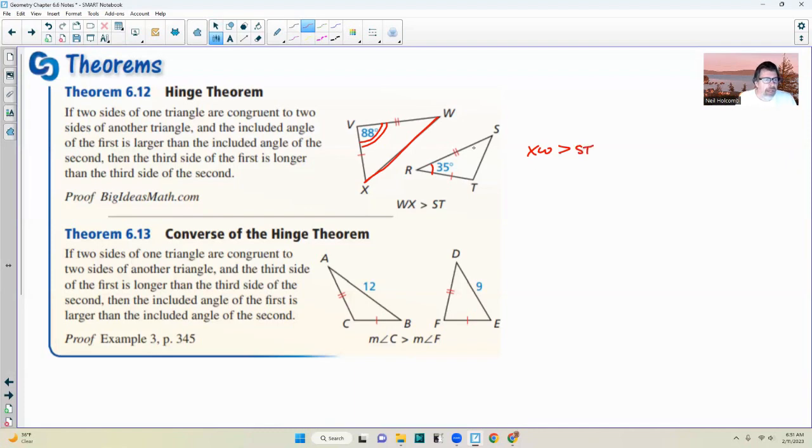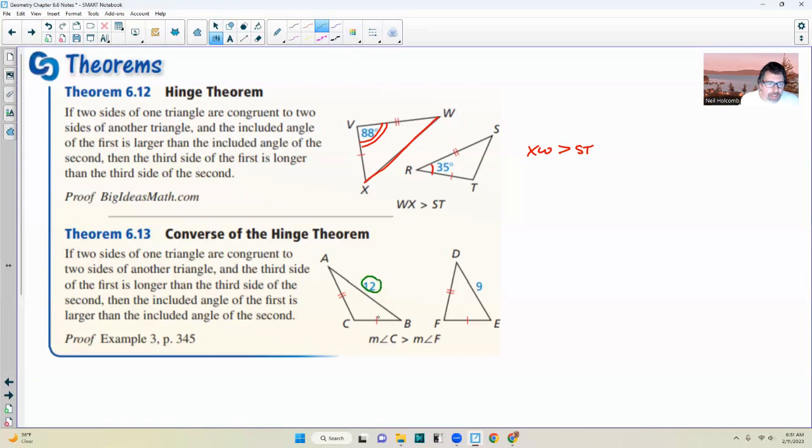Okay. And the converse to the Hinge theorem is just working it backwards, if you will. If two sides of one triangle are congruent to two sides of another triangle, like so, and the third side of the first is longer than the third side of the second, then the included angle of the first is larger than the included angle of the second. Okay, so it's just working backwards from this.